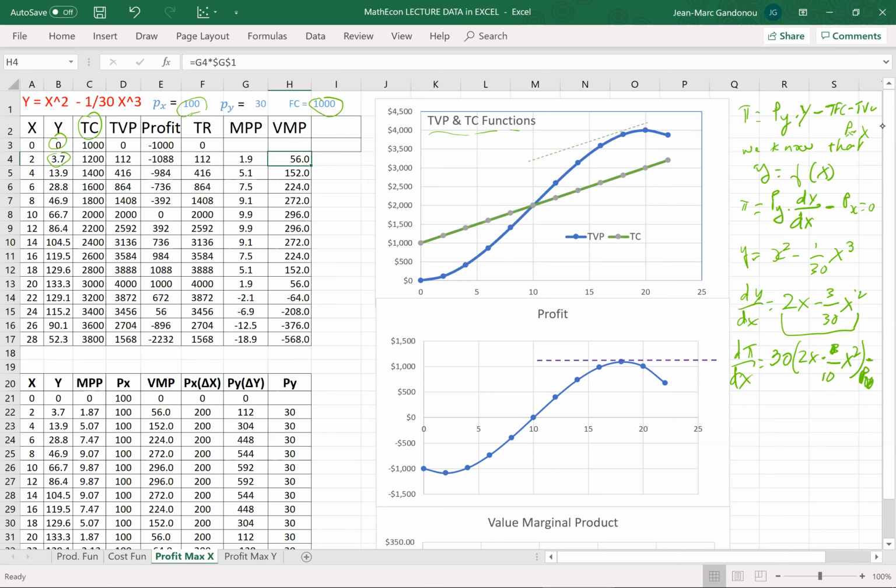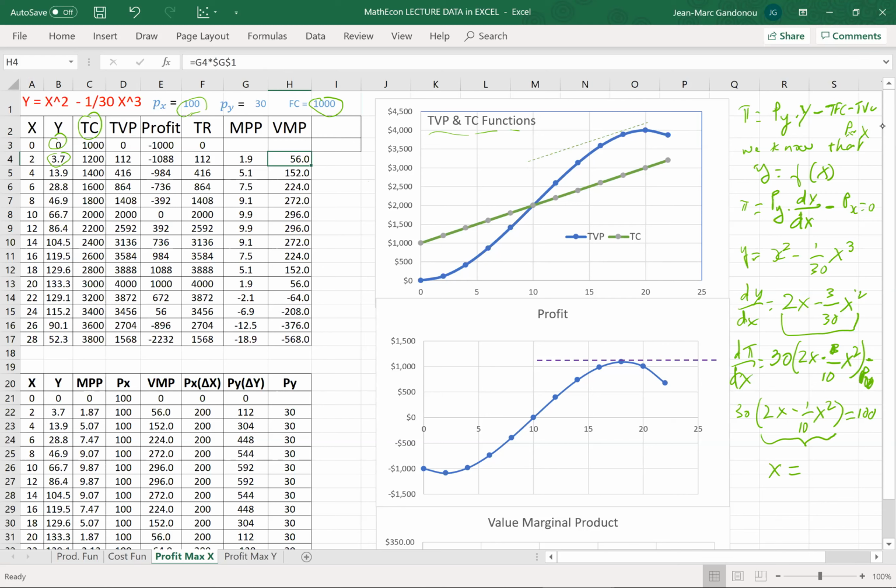And so basically it's going to be 30 times 2x minus 1/10 x squared equals 100. And so now, to find out x, we need to use our formula, and I've done that in the previous exercise. We found out actually that x is equal to 18.2, I believe. Well, we see here.